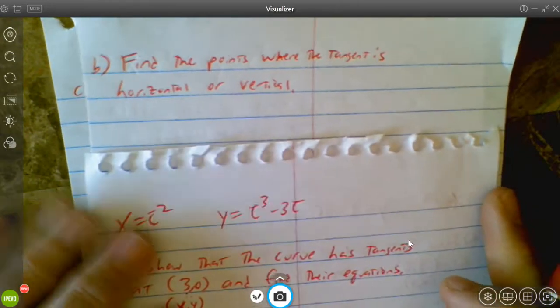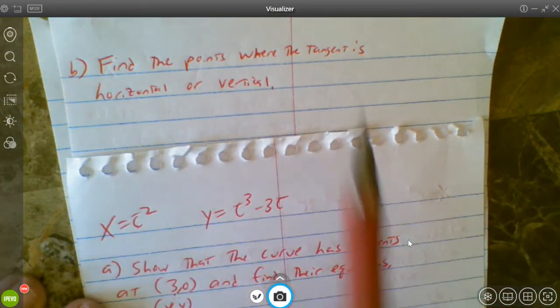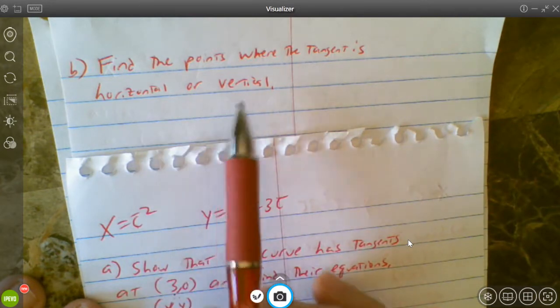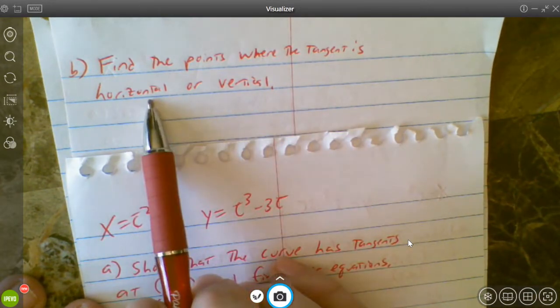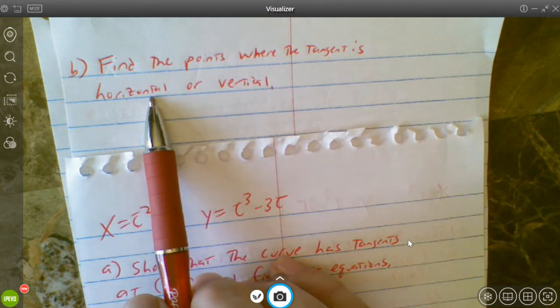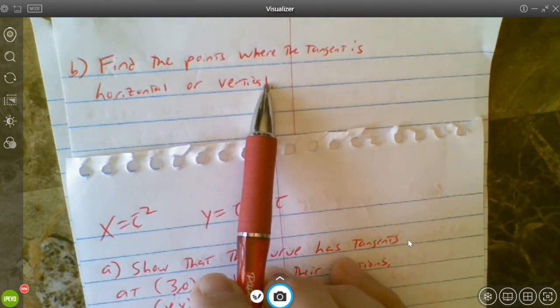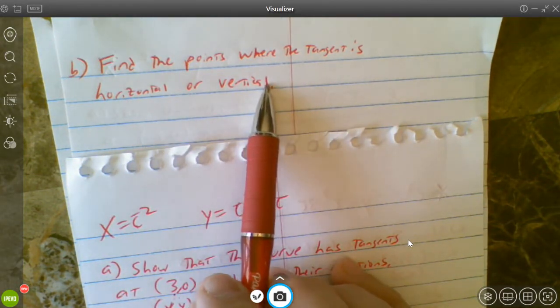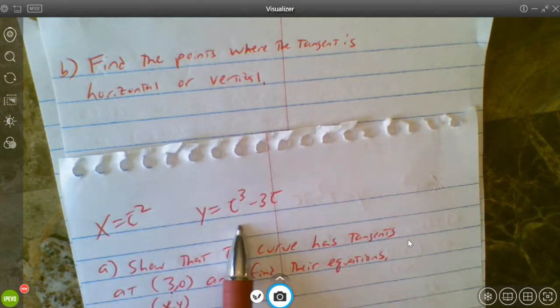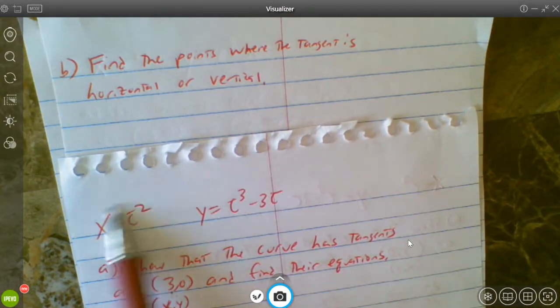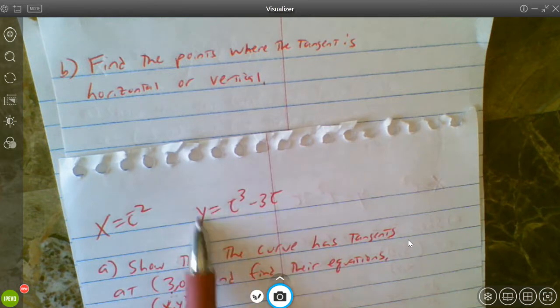Okay, for the next part, we're going to try to find the points where the tangent is horizontal or vertical. We've done tangent lines being horizontal before, and even vertical we can kind of figure out with undefined slope. The problem is when you have it in terms of parametric curves, you have to look at each individual component again independently.